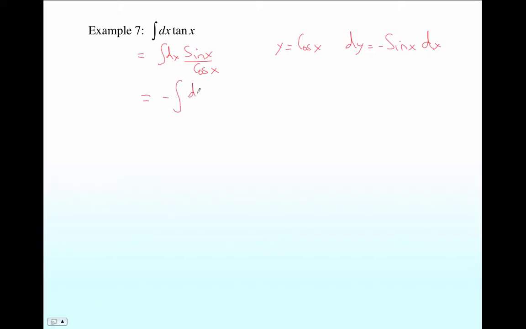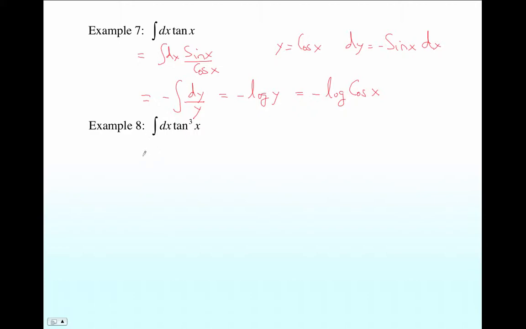So I have minus dy divided by cosine of x, which is y. And so this is just minus logarithm of y. But y is cosine of x, and that is the answer. Of course, you could add on a constant to this if you like. Next, look at the integral of tan cubed of x.